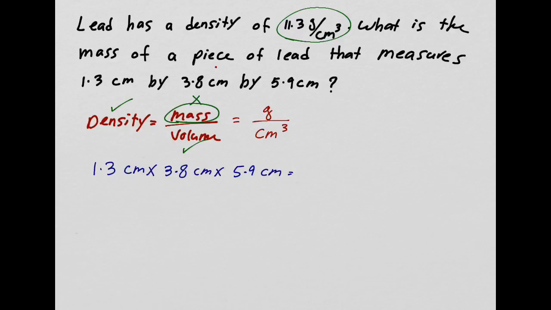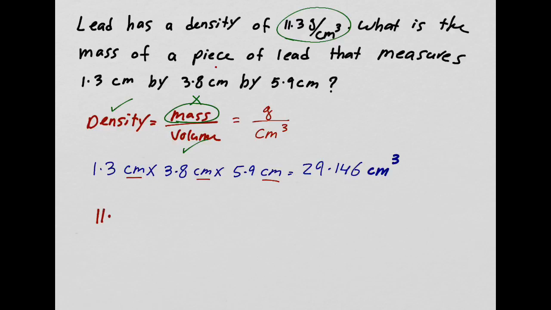Now, if I do that, what I end up getting is 29.146. And I'm not going to worry about rounding until the very end, okay? We don't round until the very end. Centimeters times centimeters times centimeters, so my unit is going to be centimeters cubed. So now I have the volume. You're with me? Good.